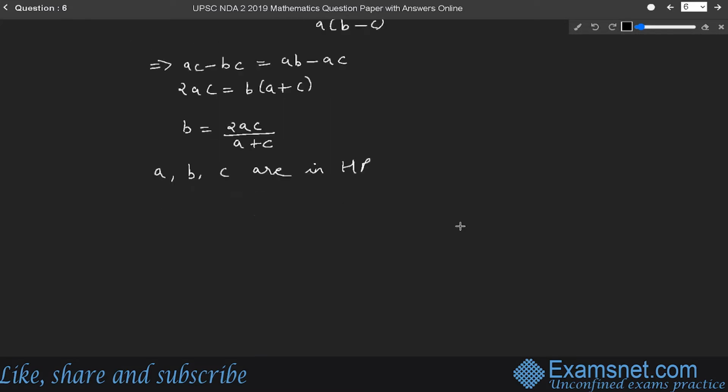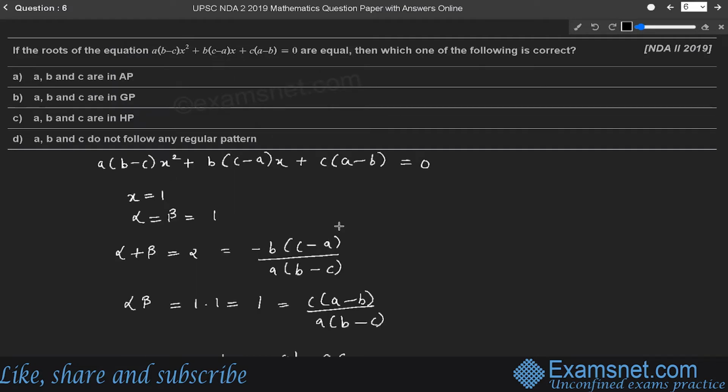And it can also be written as AX square plus BX plus C. If A plus B plus C is equal to 0, then x is equal to 1 and x is equal to C by A. So we can say that A, B and C are in HP. So the correct option will be option number C here.